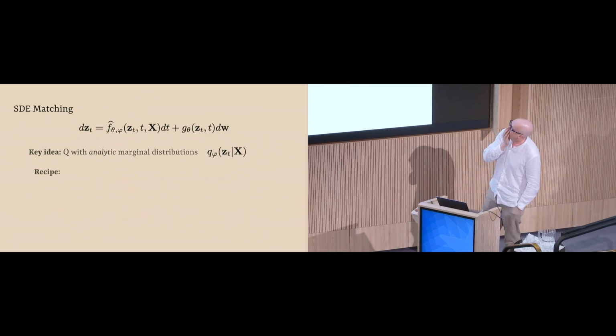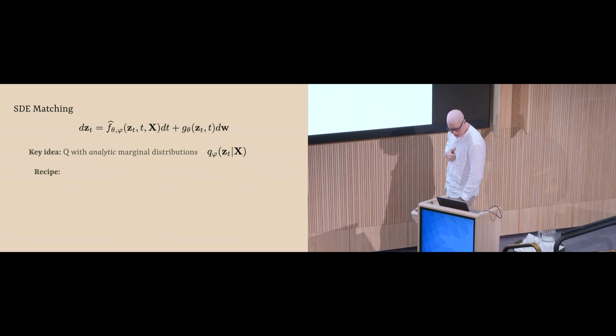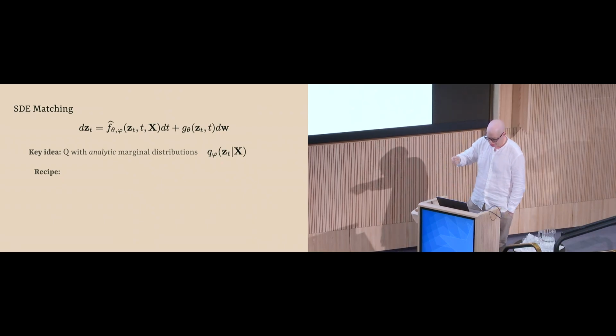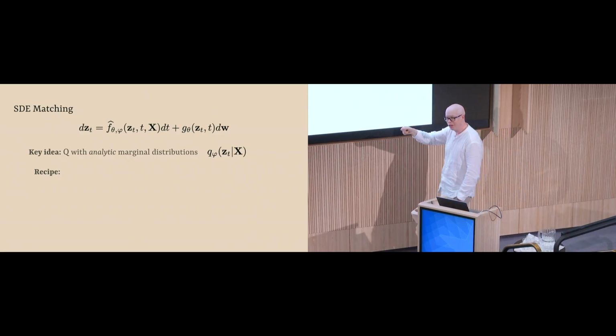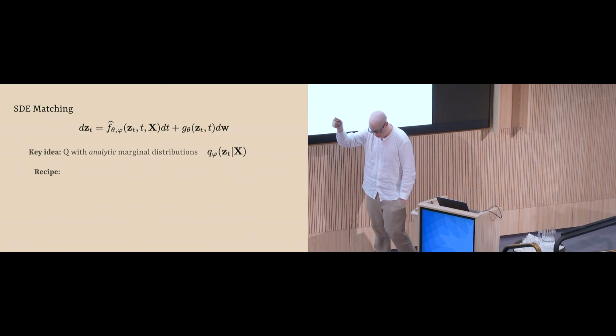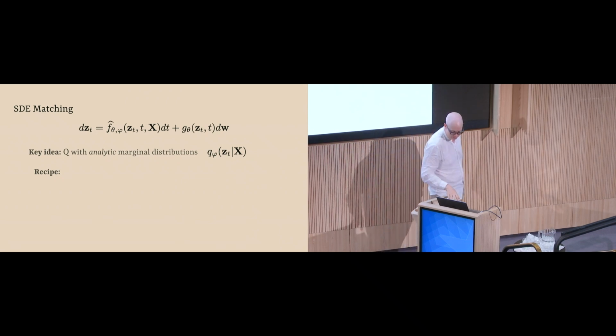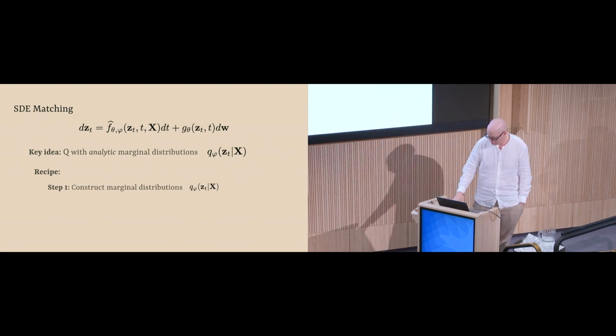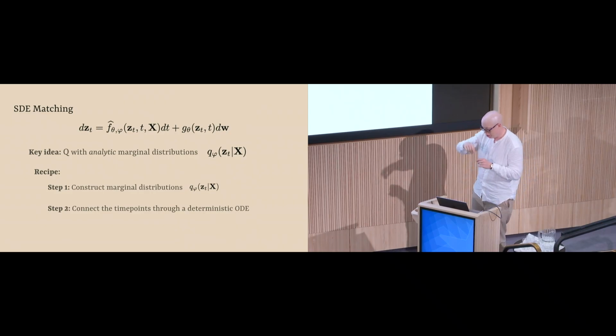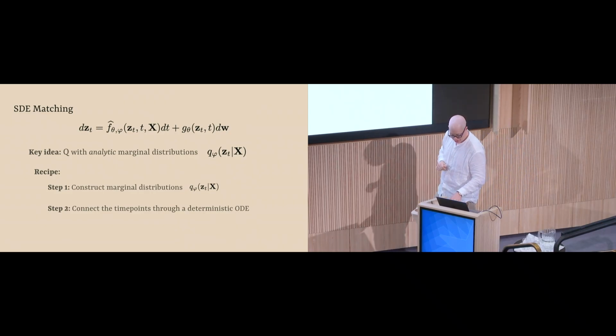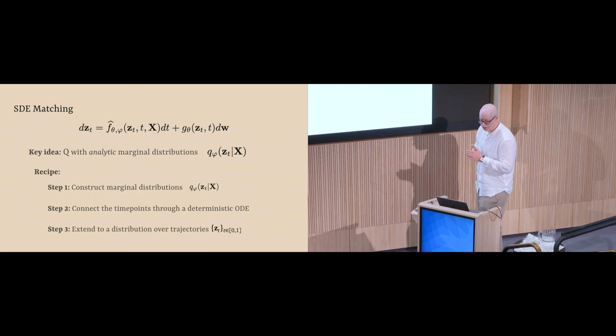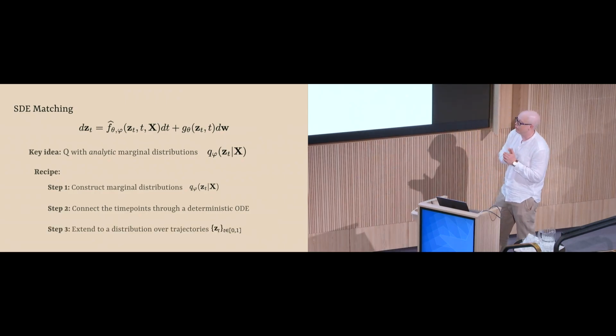All right, so that's the key idea. Let's start by defining the marginals that we want, and then figure out one SDE that satisfies those marginals. So the recipe is, we'll construct the marginals, connect the time points through an ODE that has exactly the same marginals, and then extend that to a distribution over trajectories, or the SDE.